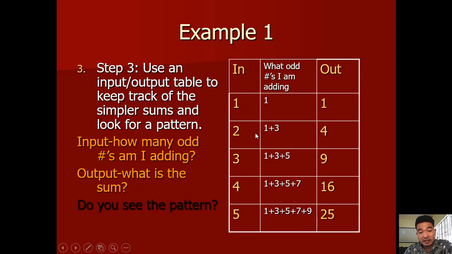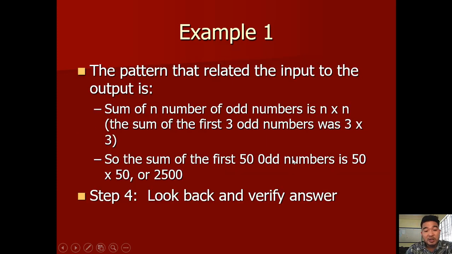Let's check if that's correct. So 3 times 3 is equal to 9, correct? Because 1 plus 3 plus 5 is equal to 9. So the sum of the first 50 odd numbers is 50 by 50. So that's 50 times 50 is equal to 2,500 upon looking into the pattern of the inputs and outputs in the table. Okay? So the sum of the first 50 odd numbers is equal to 2,500.